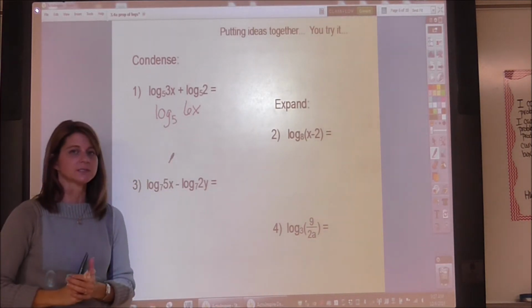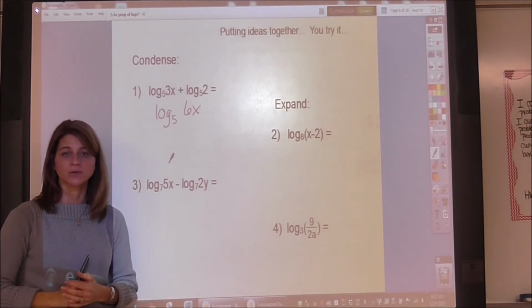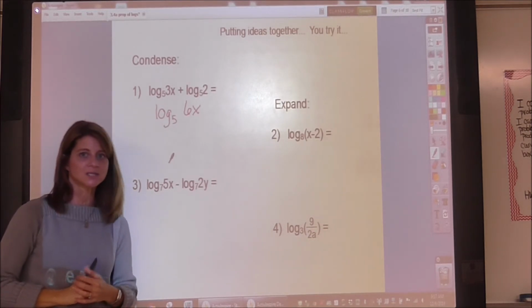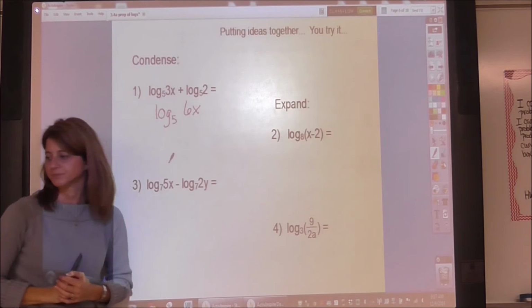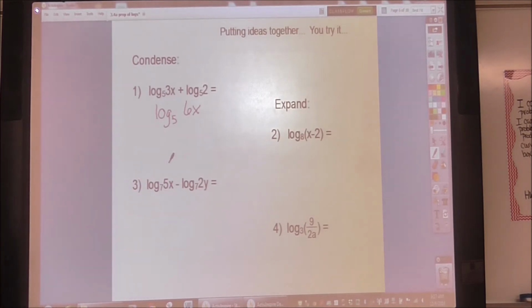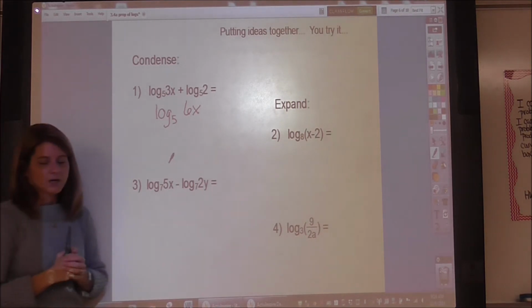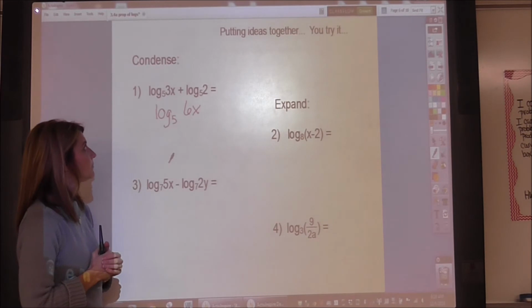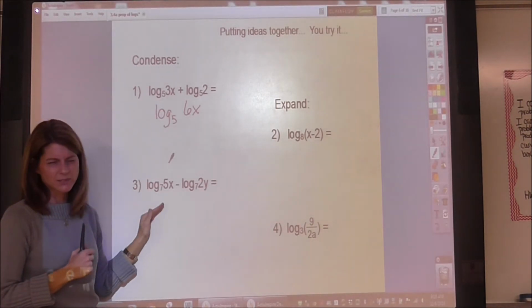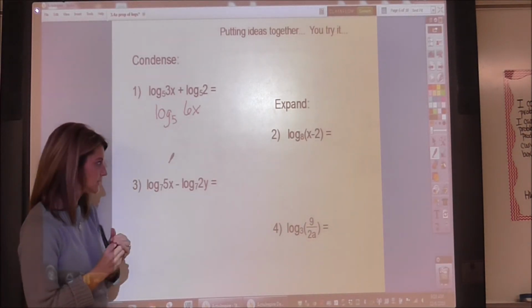You guys pause, figure them out, talk with your neighbor. When you guys are ready, go on pause, check answers with me. Okay, let's go see how we did. I'm still on these condensing ones. I know it says number 3, but I'm going to go ahead and condense down.